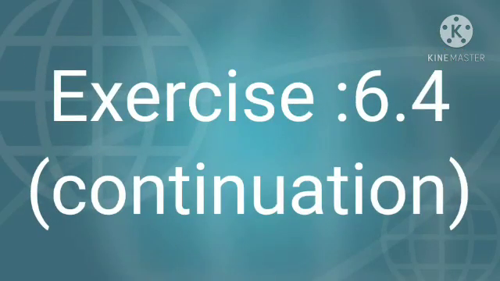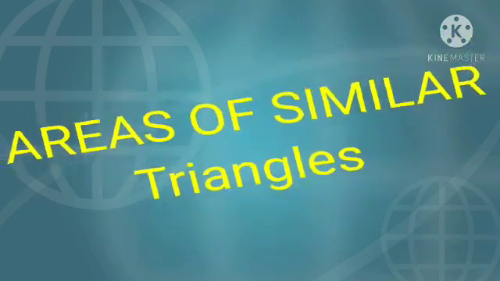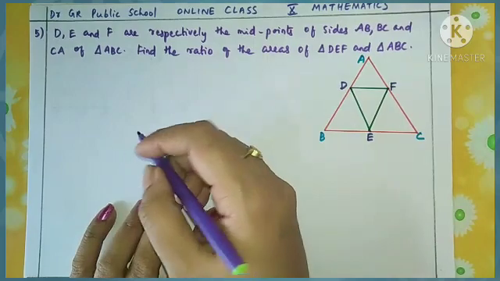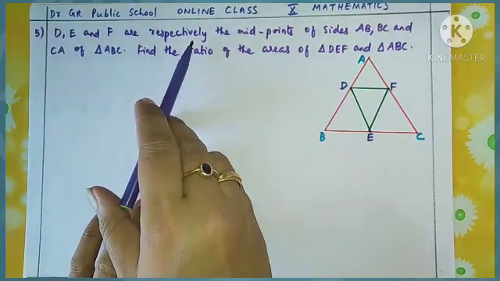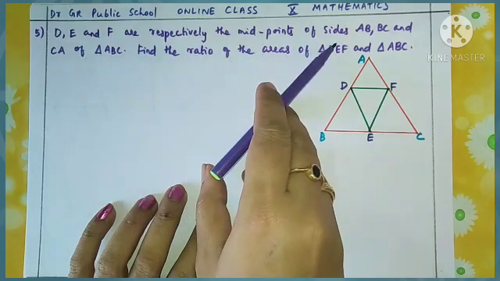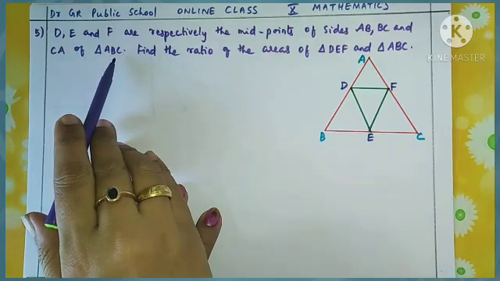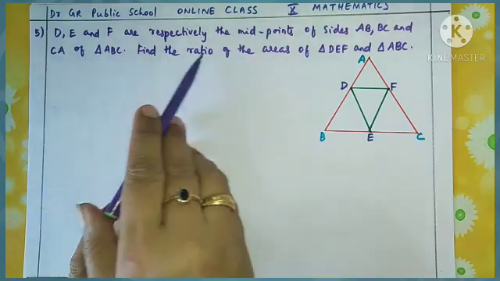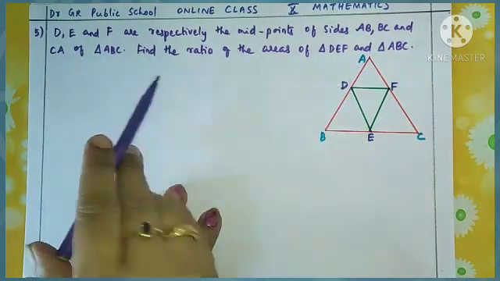We are continuing the problems from exercise 6.4 of your lesson related to areas of similar triangles. Now come to the next problem, children. D, E and F are respectively the midpoints of sides AB, BC and CA of triangle ABC. Find the ratio of the areas of triangle DEF and triangle ABC.